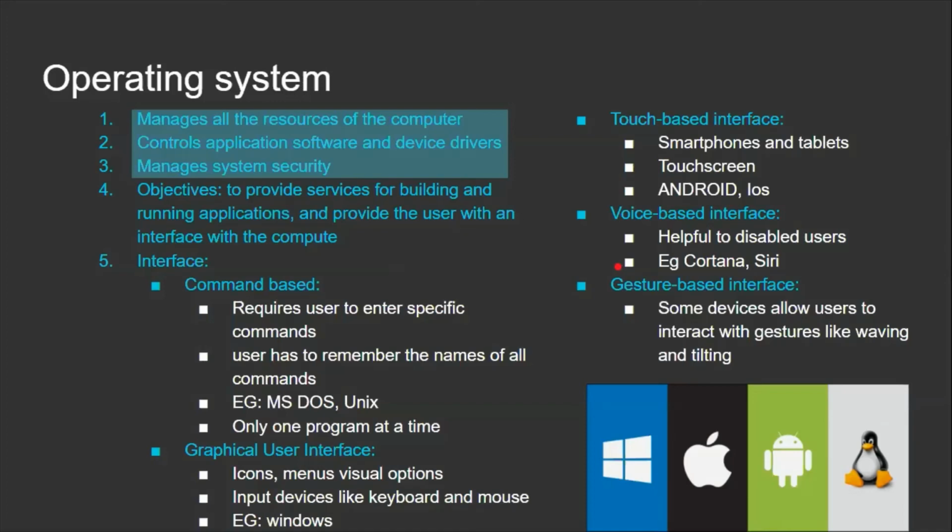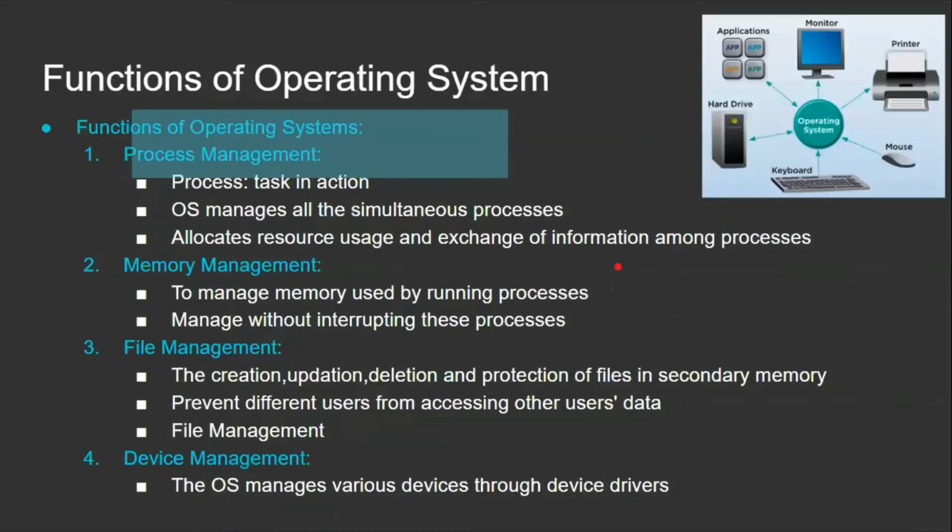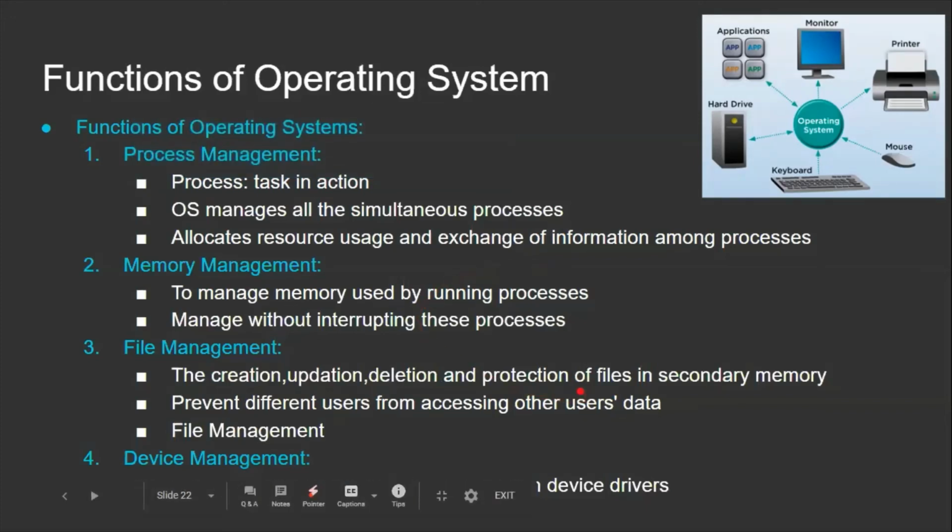Right. So now the last thing we're going to have in our chapter is what are the actual functions of an operating system. Like you would probably expect, it manages all the processes, manages the memory, manages the files, and manages the devices. So basically, its job is to manage everything.